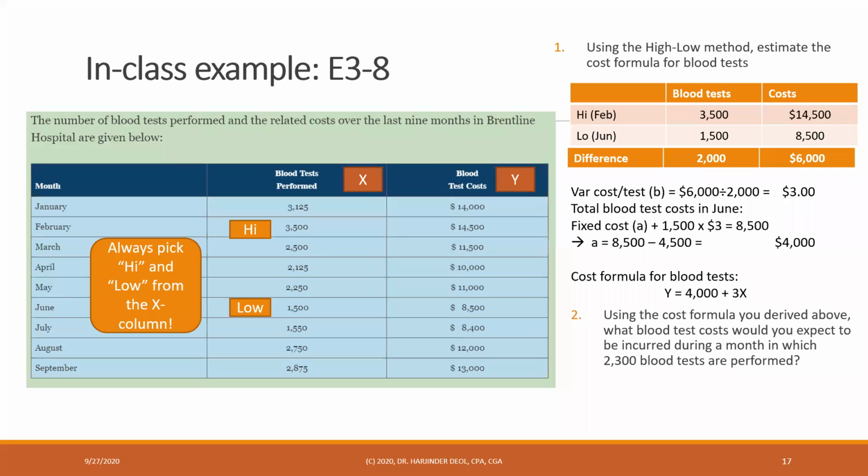So if the company is estimating to perform 2,300 blood tests, then your X is 2,300. That's your activity level. Our fixed cost is not changing. So if we plug this information into our cost formula, that is Y equals A plus BX, so Y equals your fixed cost of $4,000 plus your variable cost per unit of $3 multiplied by 2,300 blood tests. Our total mixed cost at that activity level will be $10,900.